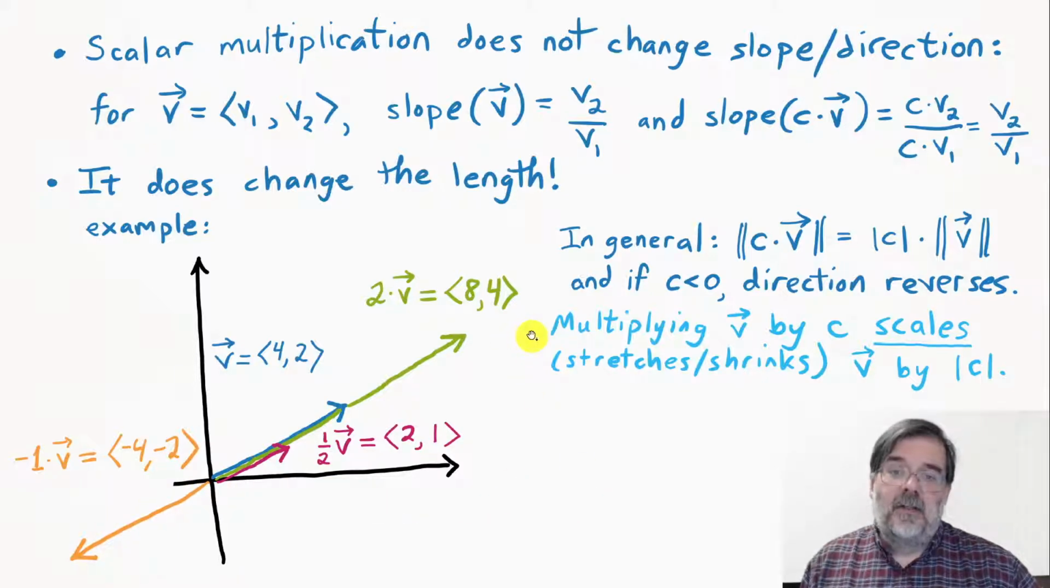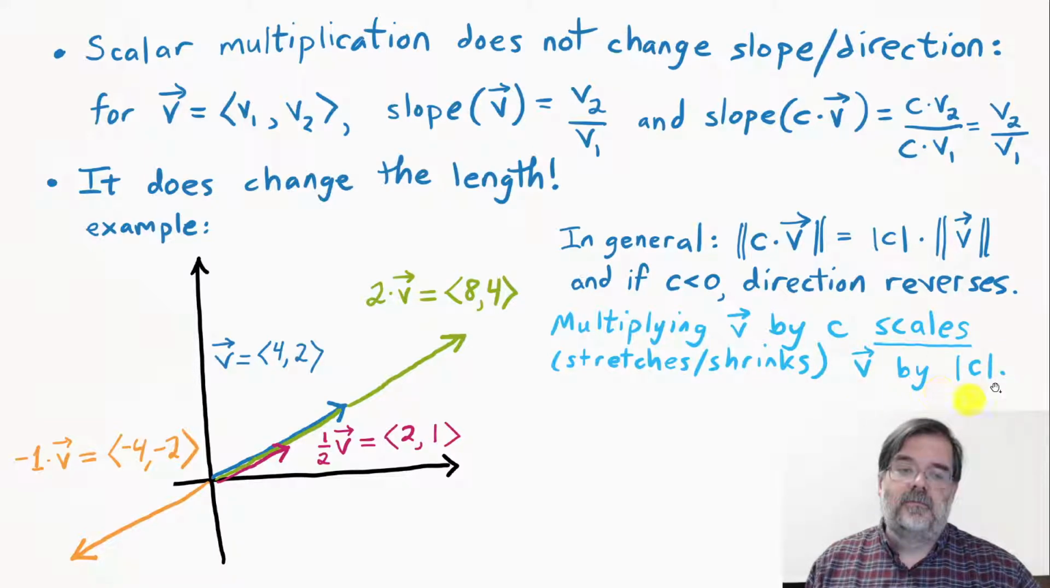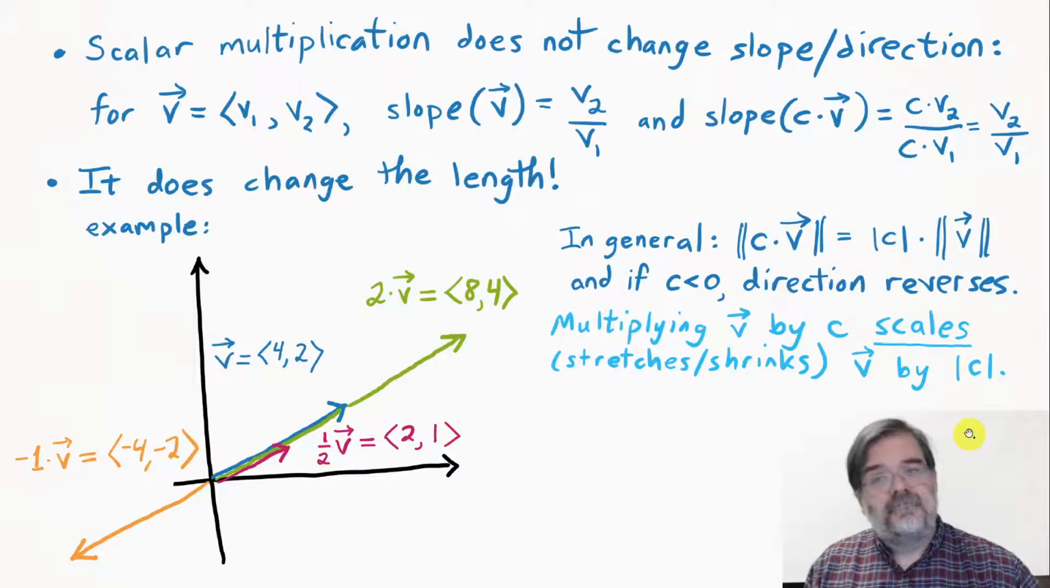So in summary, multiplying a vector by a constant c, multiplying it by a scalar, scales the vector. That is, it either stretches or shrinks the vector by the absolute value of c. So that's scalar multiplication.